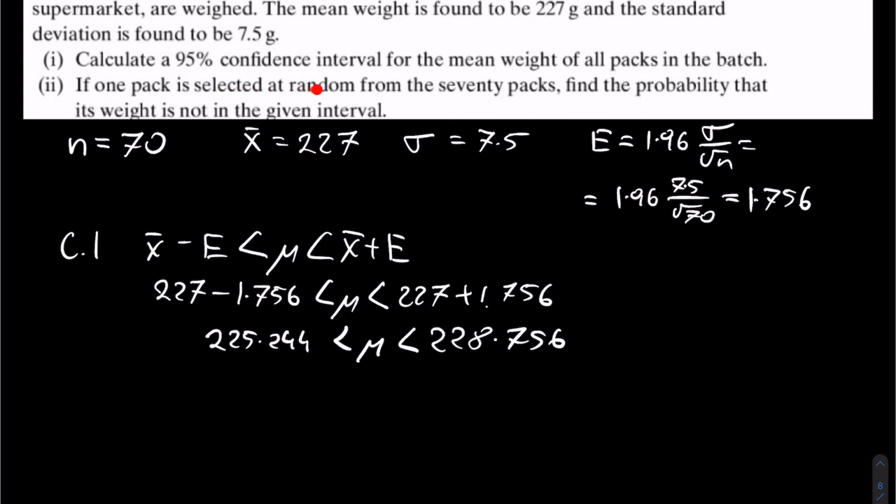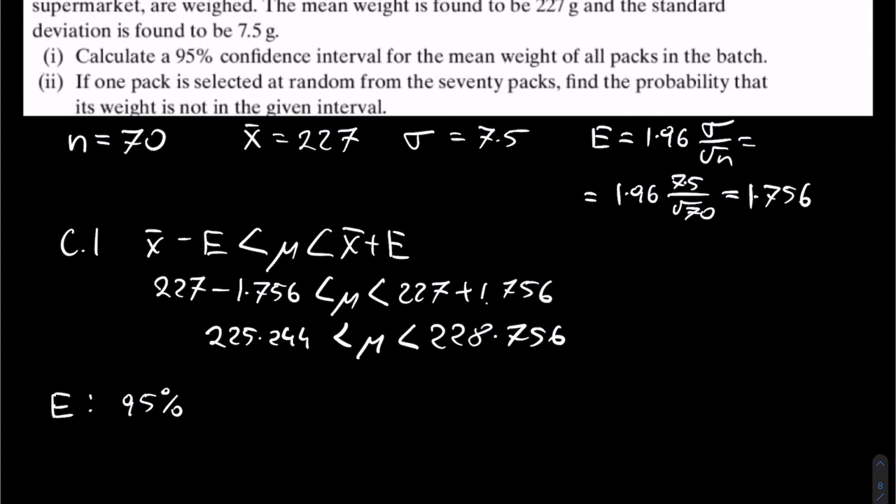If one pack is selected at random from the 70 packs, find the probability that its weight is not in the given interval. So my expectation will be that 95% of every item in the sample is in the range, and that means that 5% are out.